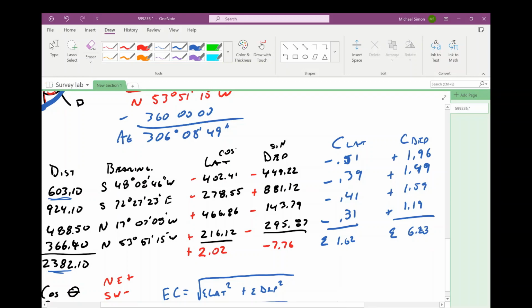So let me just double check. I think this 924.1 divide 2382.1 times 2.02. Yeah, I thought that might be right. This should be 0.78, and then that would be 3.01. Okay.